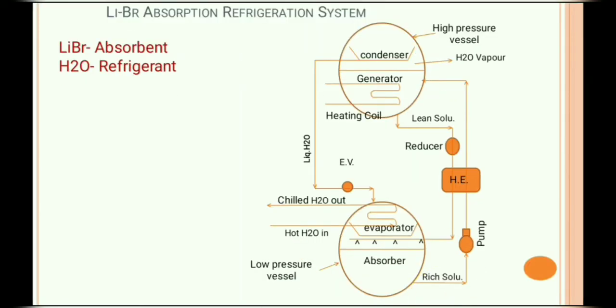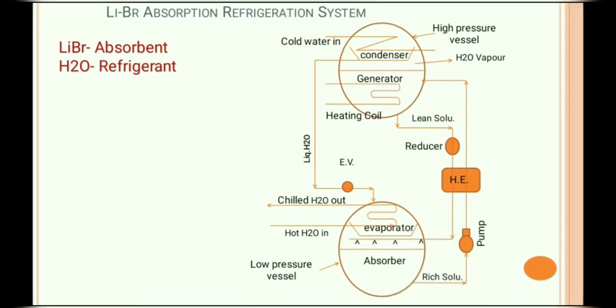Clear? Okay. Next is, because in the condensation we have heat rejection. For that condensation process, we can provide air for the cooling purpose, or we can provide water for the cooling purpose. Therefore, this is the coil.